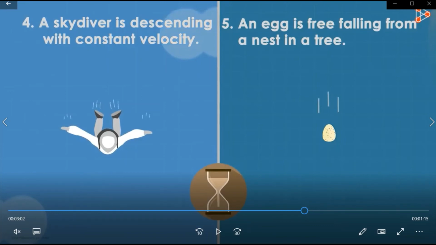Alright, on number 4, there are 2 forces acting on it. The first one is the force of gravity that is pulling the skydiver down to the Earth's surface. And there's also the air resistance, the normal force that is acting on this person that is free falling. But the stronger force is the force of gravity. That's why the man will be constantly descending.